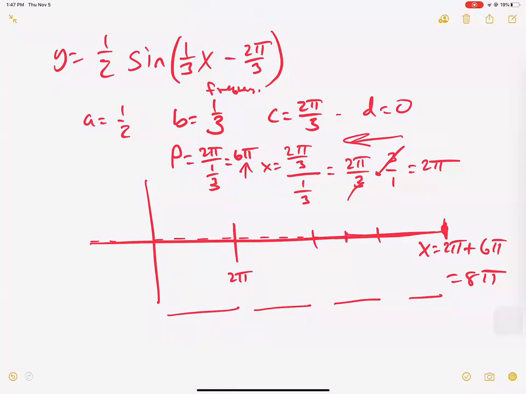Half, half, and half. What's the halfway point between 2 and 8? If you don't know how to do halfway, you say 2 plus 8 is 10. Half of 10 is 5. That's 5 pi over here. Half, half, and half. What's a halfway point between 2 and 5? 2 plus 5 is 7, half of 7 is 3.5. That's 3.5 pi here.